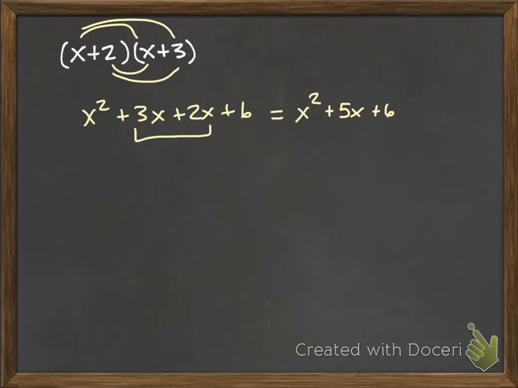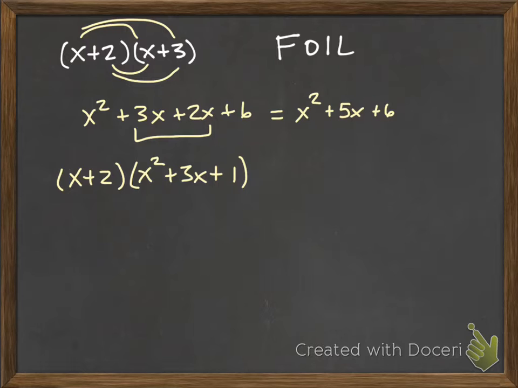Okay, so that works with two binomials. But when you start getting into bigger numbers, so let's say you have x plus 2 times x squared plus 3x plus 1. Okay, so we're going to do the same thing, only it can't really be called FOIL anymore, because FOIL stood for first, outer, inner, last, right? Because you did your first terms, your outer terms, your inner terms, and your last.